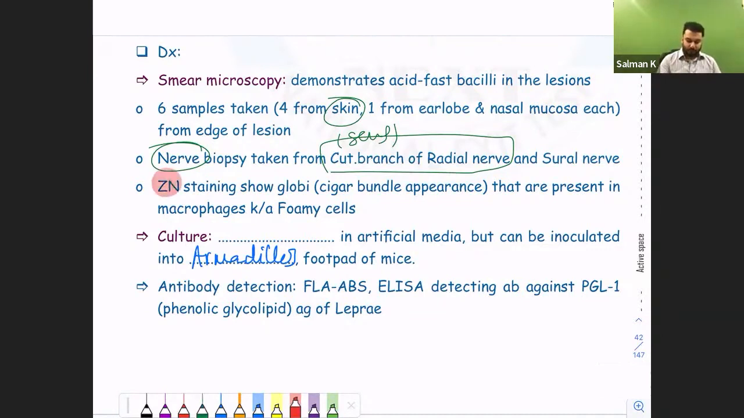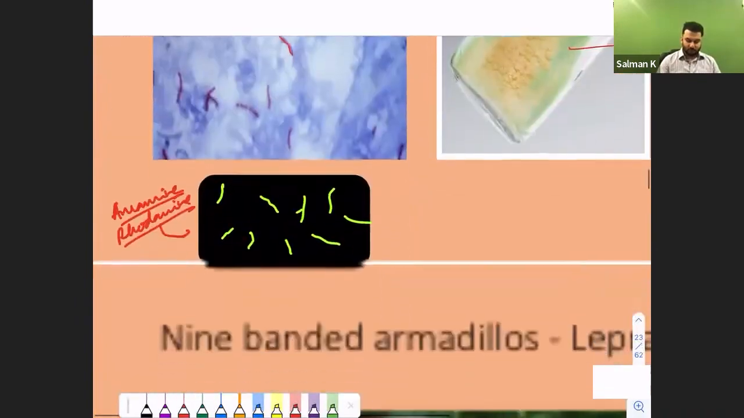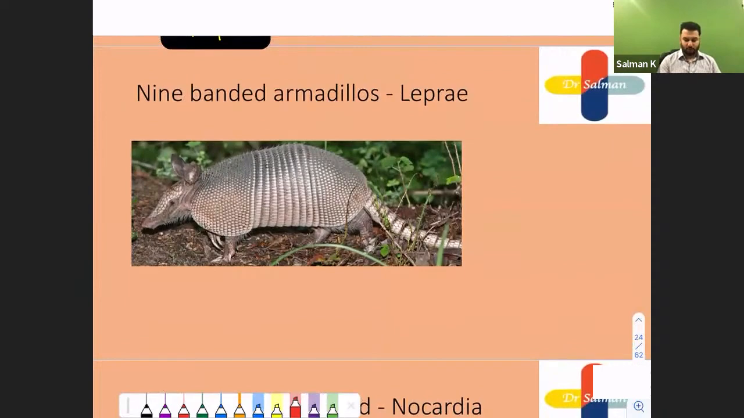This is the main thing that you should know. And as usual, like TB, you can do the acid fast staining for this organism also. Please know this point here. This one grows in this animal called armadillos.